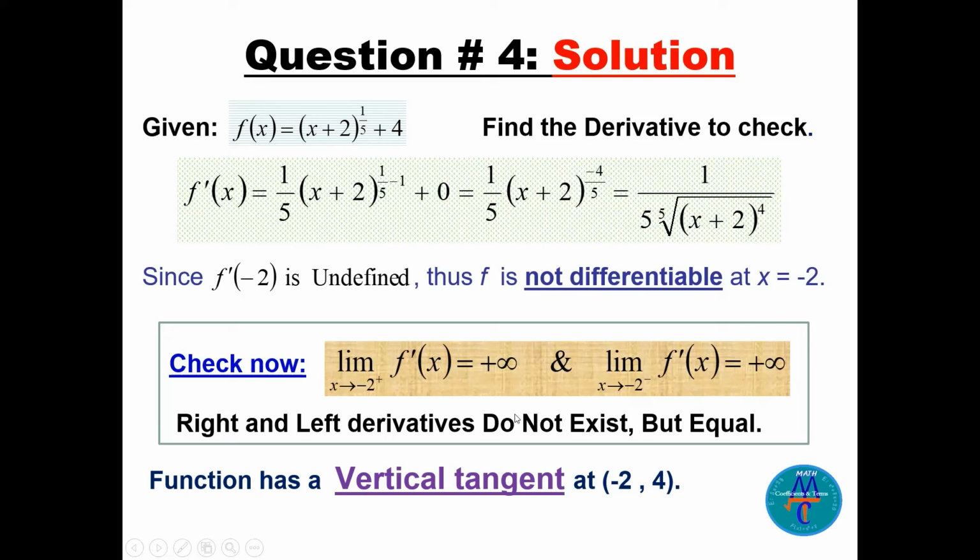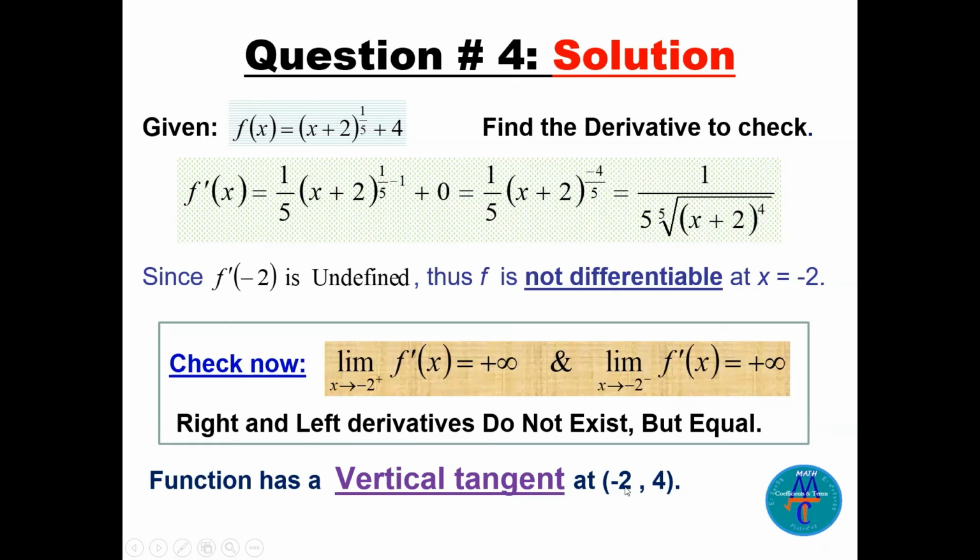So maybe a vertical tangent at minus 2, maybe a cusp. We have to check the limit of f prime as x goes to minus 2 from the right and from the left. You can see here, power 4, that's an even number. So whether x is negative or positive, when you add 2 and then take the fourth power, it will always be positive: plus infinity and plus infinity. So the right and left derivatives do not exist, but they are equal. So we have a vertical tangent at minus 2 and 4.